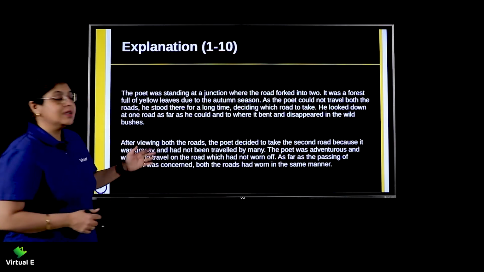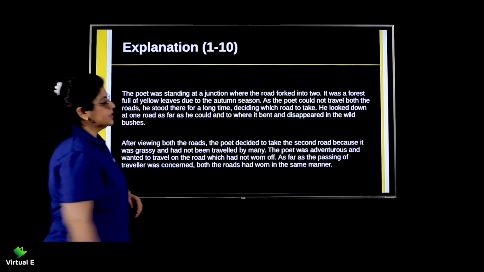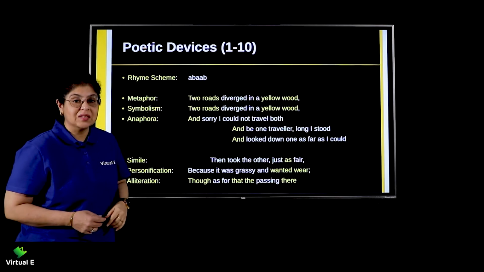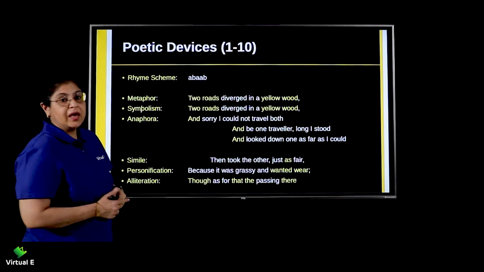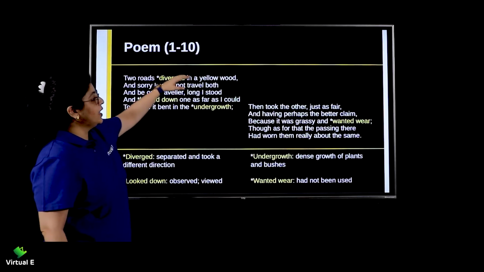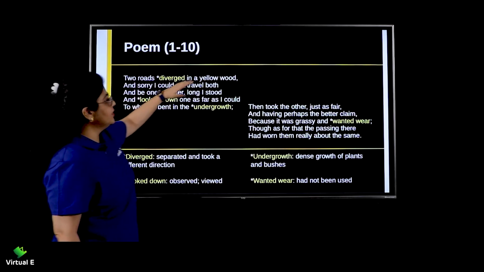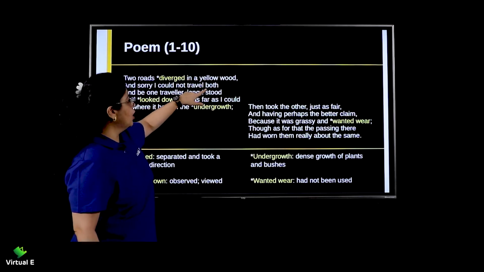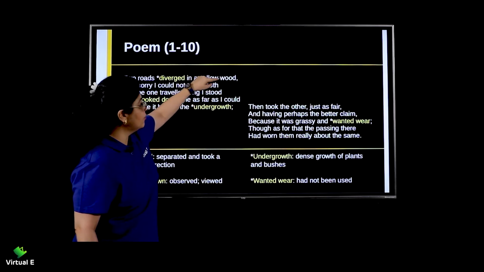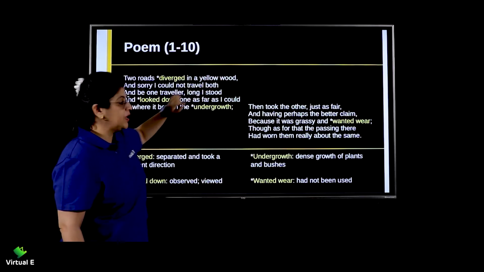Yeah, so this is what he's trying to tell us. Now, looking at the poetic devices, we first shall look at the rhyme scheme. A, B, A, B. Now, if I look at the paragraph, it is A, B, A, B. Can you see this? Two roads diverged in a yellow wood, A, both, and sorry, I could not travel both, B. Now, wood and both is not rhyming. So, this is A, this is B.